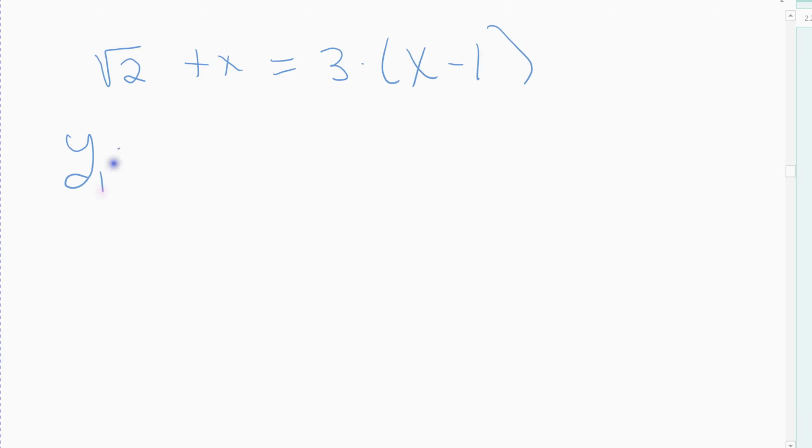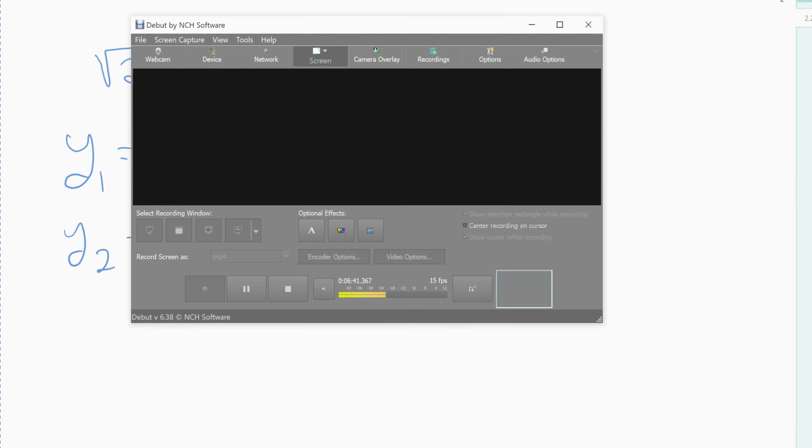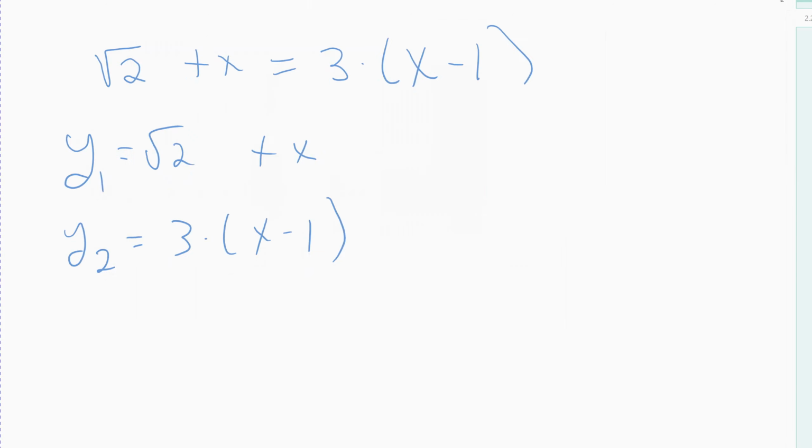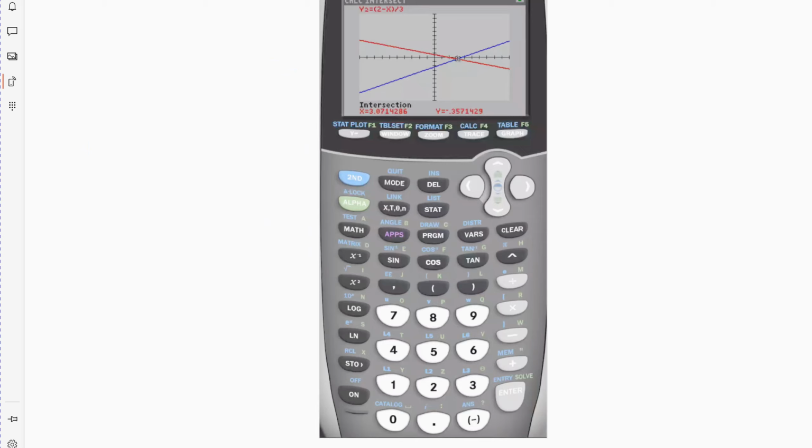On the one side, I'm going to plug in the square root of 2 plus x. And in the other part, I'm going to plug in 3 times x minus 1. If you want to distribute the 3, you can. If you don't distribute the 3, do make sure you put parentheses around it. Going back to my calculator, I'm going to hit y equals, clear out what I have in here, and then type in my new equation.